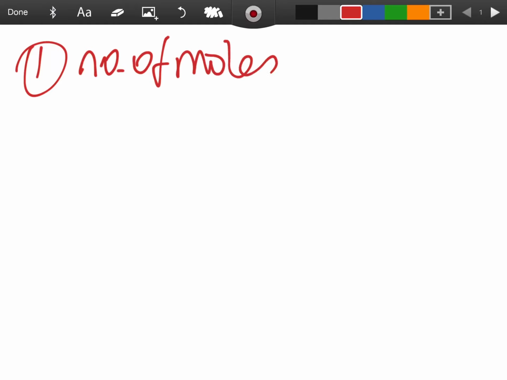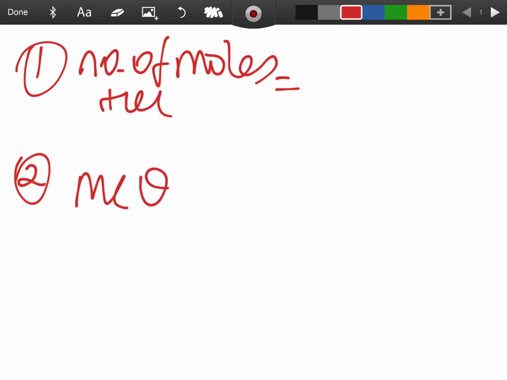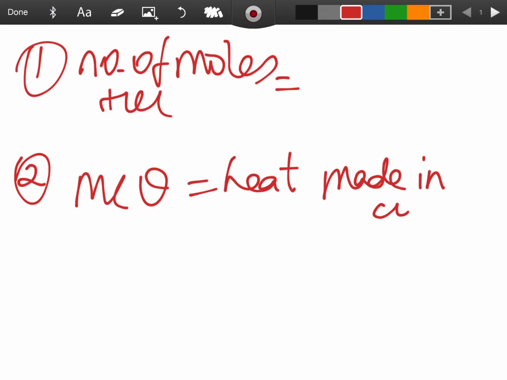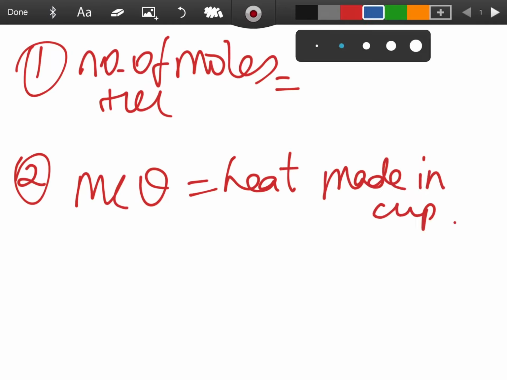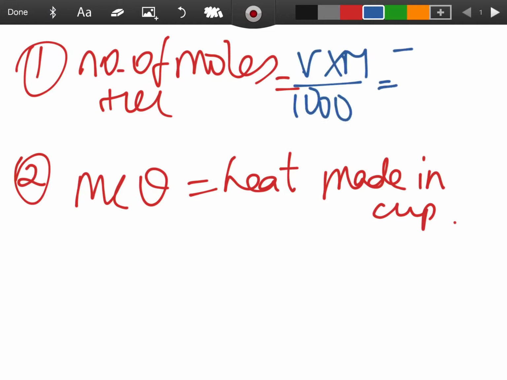Now, what am I doing now? Where am I now? Oh, E. Now, they specifically asked me here now to calculate the number of moles of HCl. We would probably have gotten the MC theta last year first, I'd say, as our step one. So I'm just going to change it to here. So MC theta then is going to tell me the heat that's made in the cup. So I'll do that afterwards.